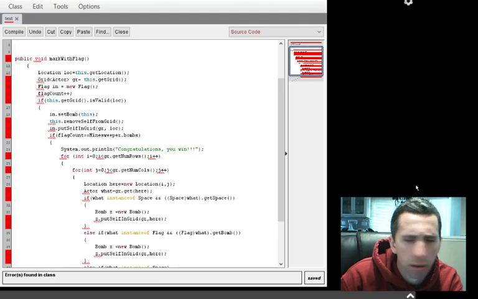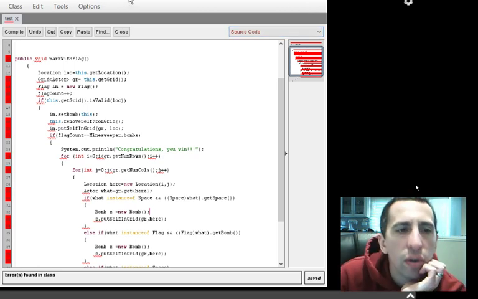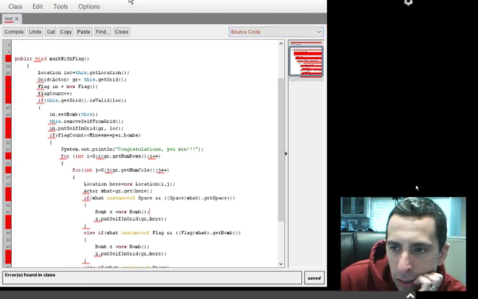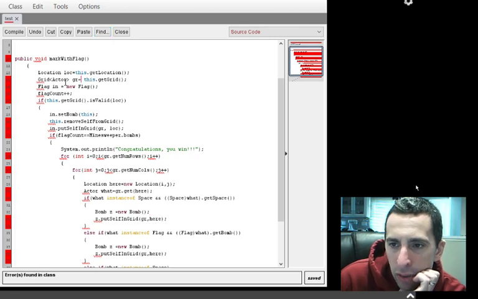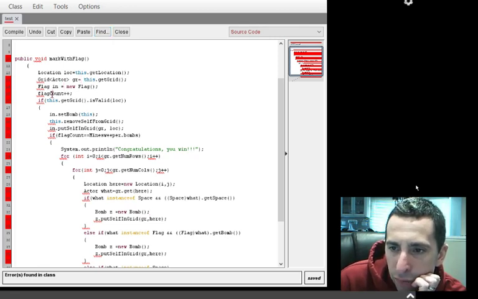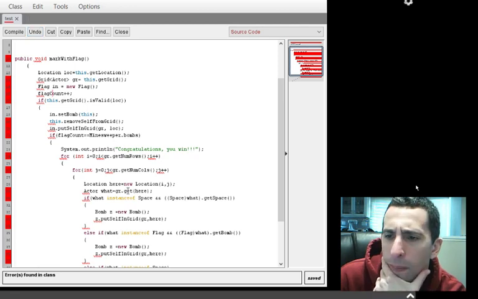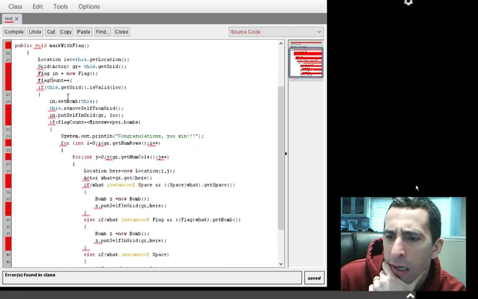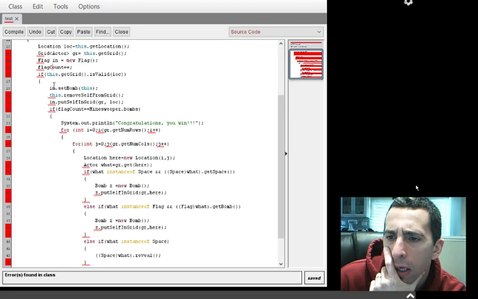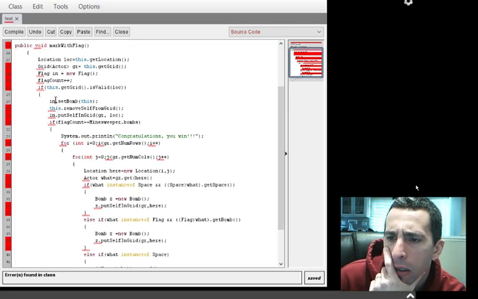Really smooth. Okay, so this is your code right here that's not working. Hello, I'm sitting down. So let's see. You get the current location that you're in. You get the grid you're in. You create a new flag. You add one to the flag count, which I'm guessing is some static variable. If this.getGrid.isValidBomb in, what is in? I don't know what this in is. Oh, that's the flag. Okay.